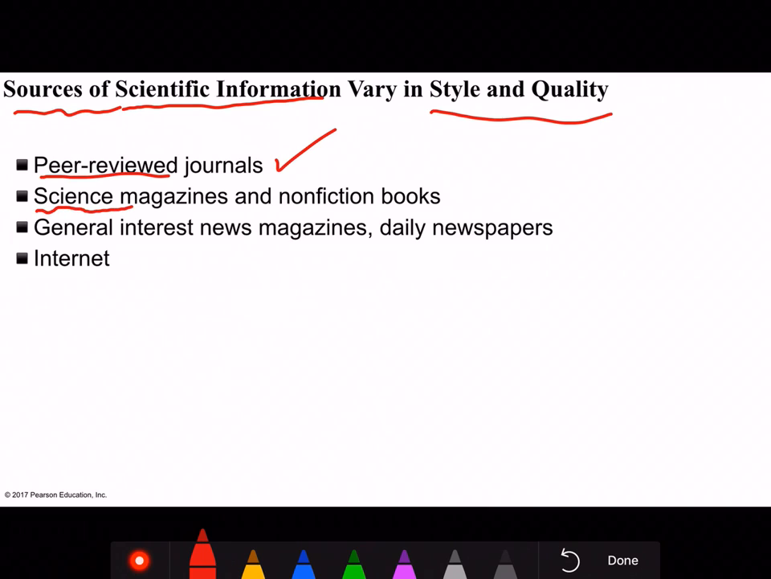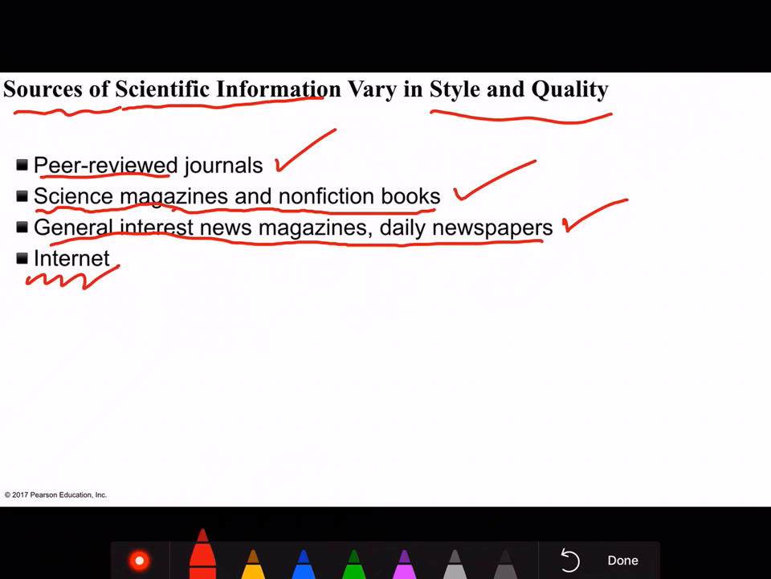Also, a trusted source for scientific information is science magazines and nonfiction books. Also, general interest news magazines and daily newspapers that we in general trust and believe have a good source of news, and the internet, which is not really a reliable source, depending on where you are looking for this information. Some of the information on the internet is true, but many is not.